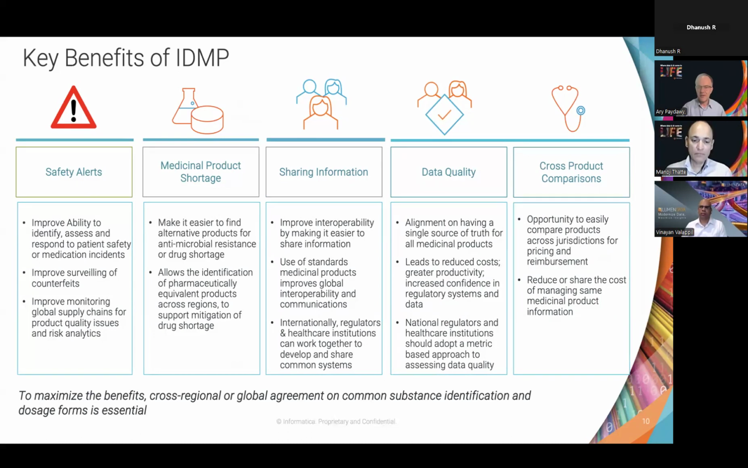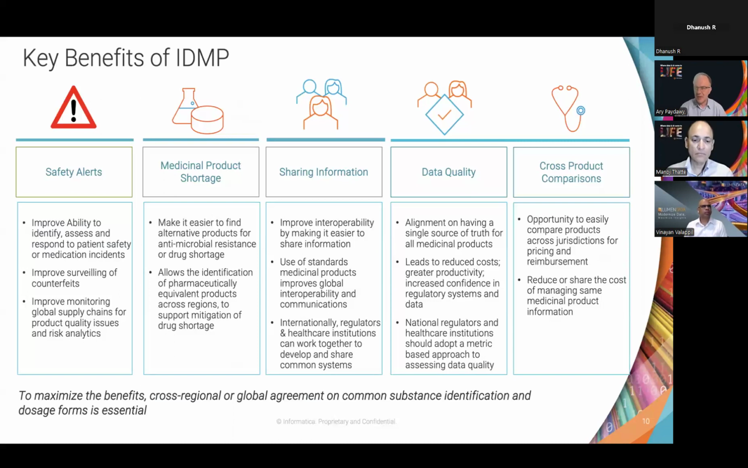The other piece is that they want to improve the global supply chain, especially when it comes to product quality issues and risk that is happening on that side. In addition to safety, in the area of medicinal product shortage, first you want to be able to easily find alternative products. And secondly, you want to be able to identify equivalent types of products, whether across regions or across different markets.